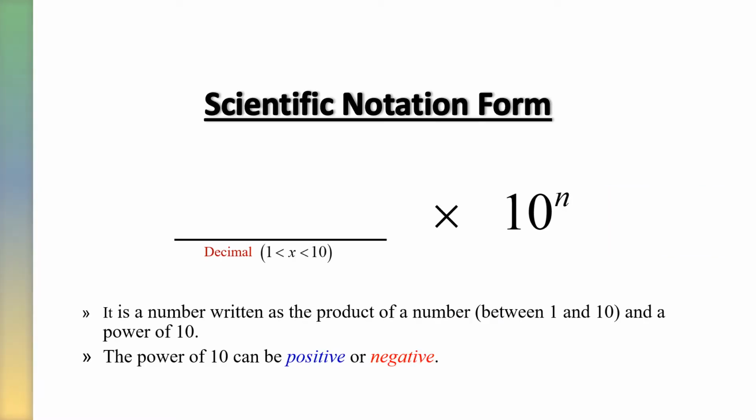To write a number in scientific notation form, it is always going to be written as a decimal between 1 but less than 10 times 10 to some power. Now that power can be either positive or negative.